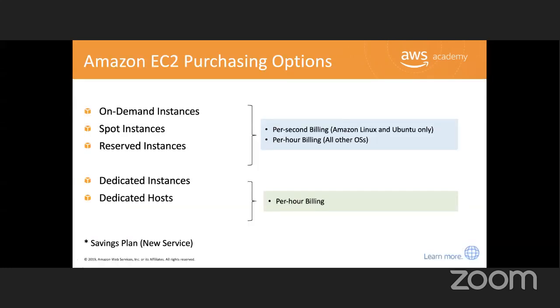So per second billing is for Amazon Linux and Ubuntu only, and per hour billing is for all other operating systems. And dedicated instances and dedicated hosts are per hour billing. Okay.